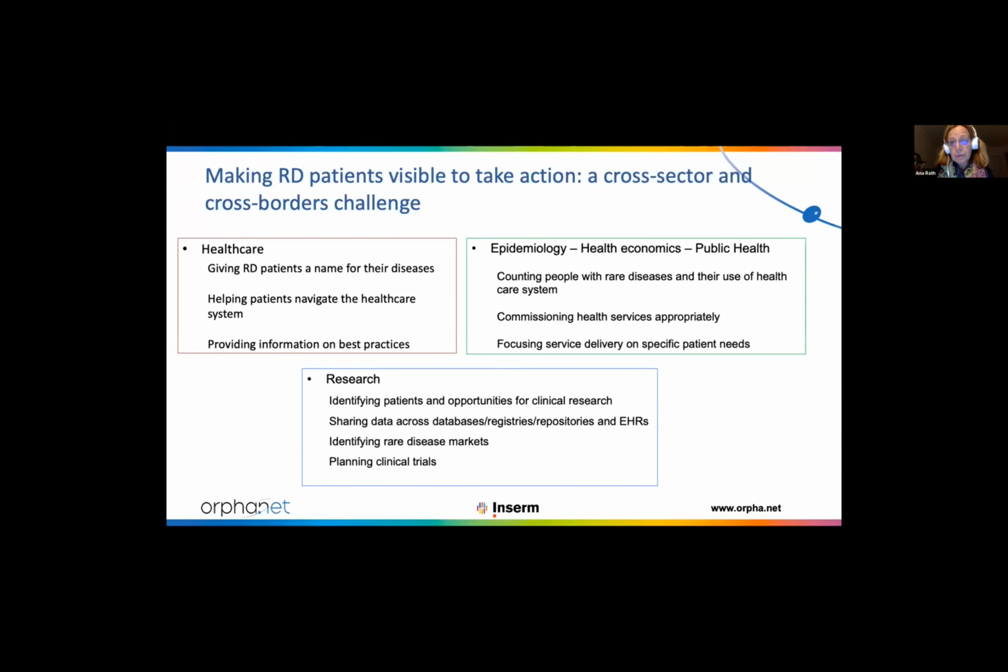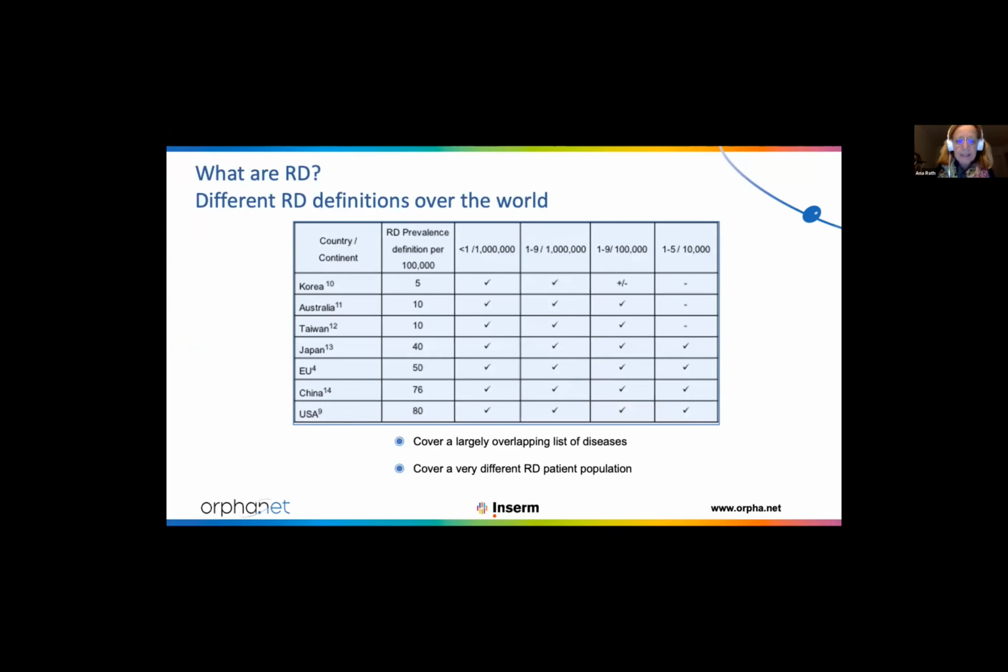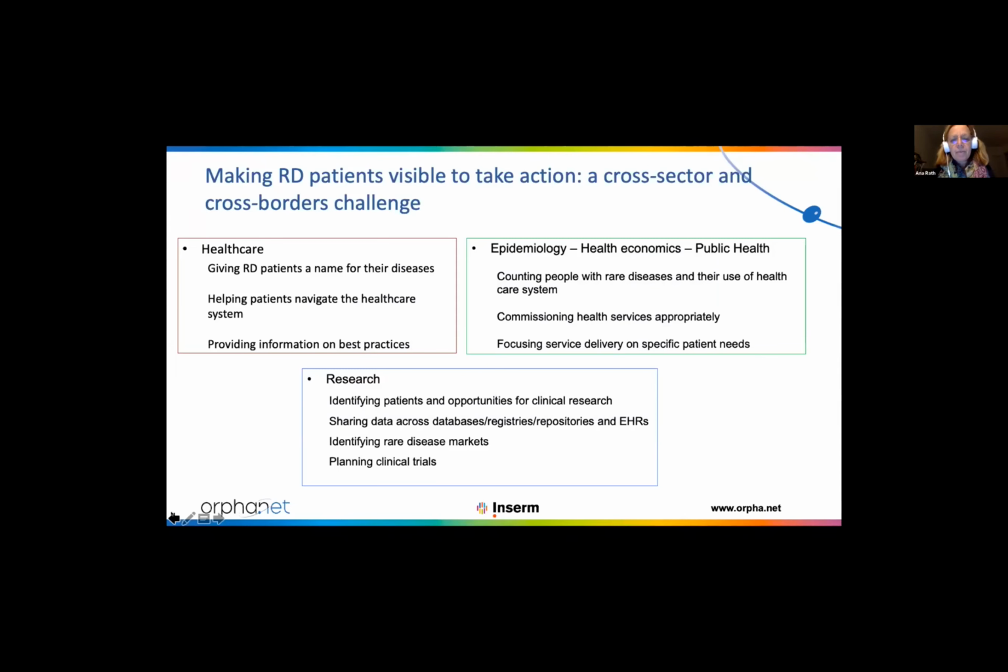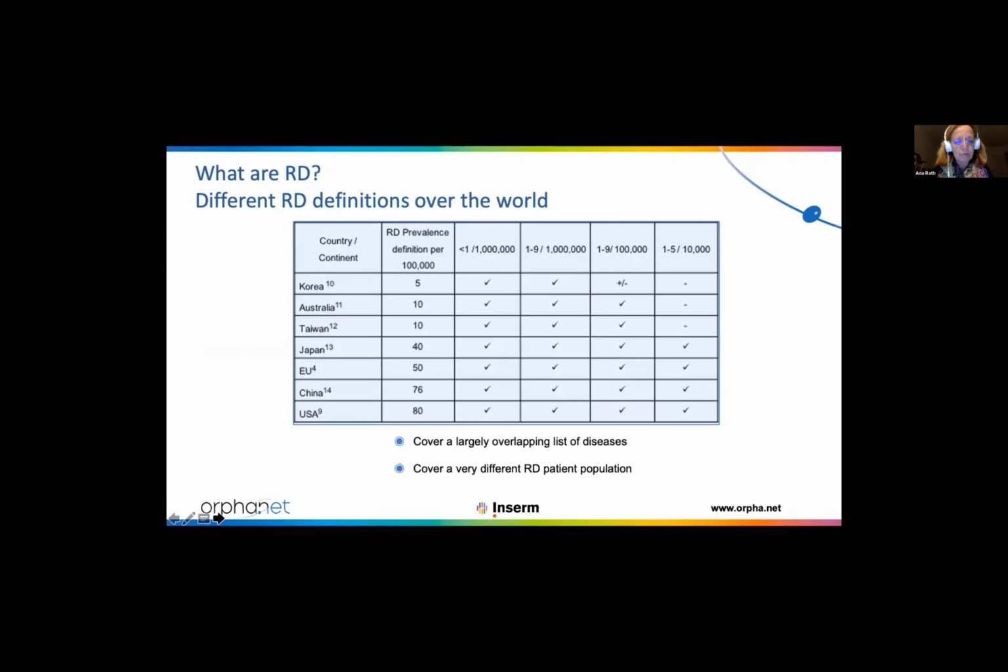And then for research, identifying patients for clinical research, sharing data across databases, registries, repositories, and electronic health records. That is a crucial step in rare disease research. And then planning clinical trials and identifying the markets in order to negotiate the prices for orphan drugs, so medications for rare diseases. So what are rare diseases?